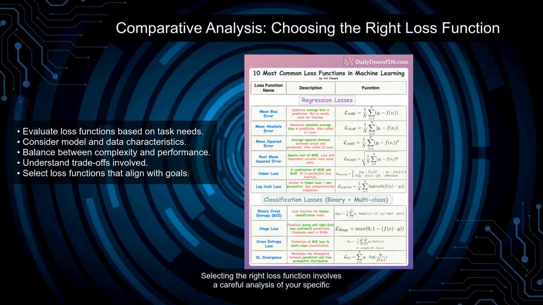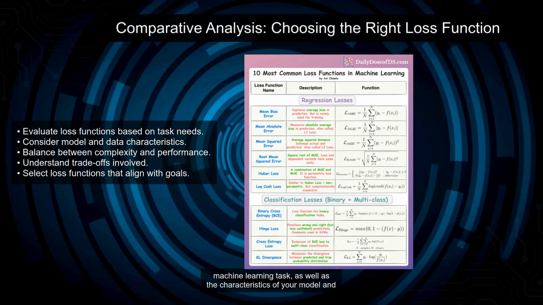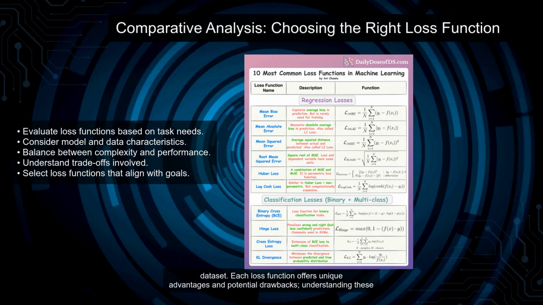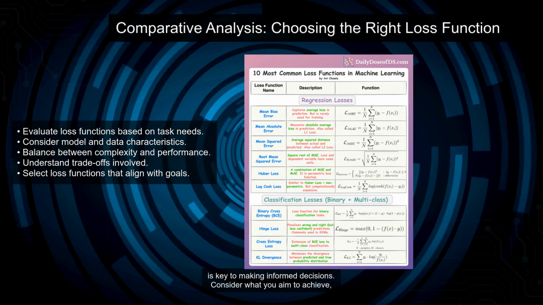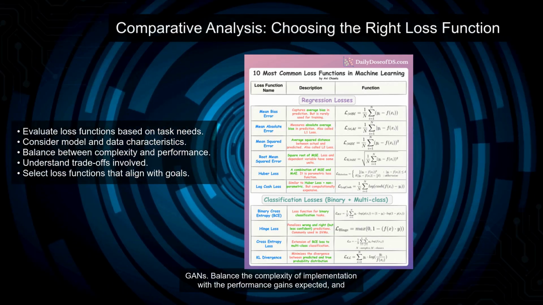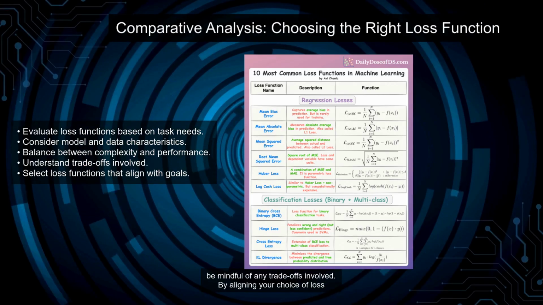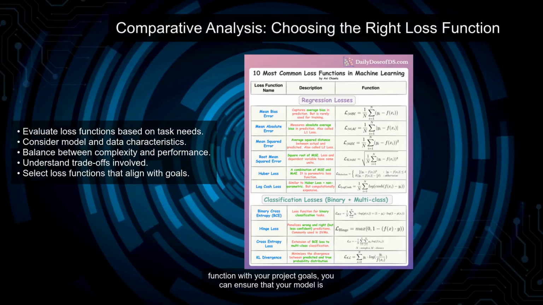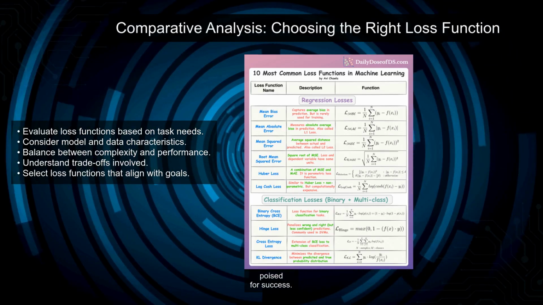Selecting the right loss function involves a careful analysis of your specific machine learning task, as well as the characteristics of your model and dataset. Each loss function offers unique advantages and potential drawbacks. Understanding these is key to making informed decisions. Consider what you aim to achieve, whether it's handling imbalanced data, robust regression, or generating realistic data with GANs. Balance the complexity of implementation with the performance gains expected, and be mindful of any trade-offs involved. By aligning your choice of loss function with your project goals, you can ensure that your model is poised for success.